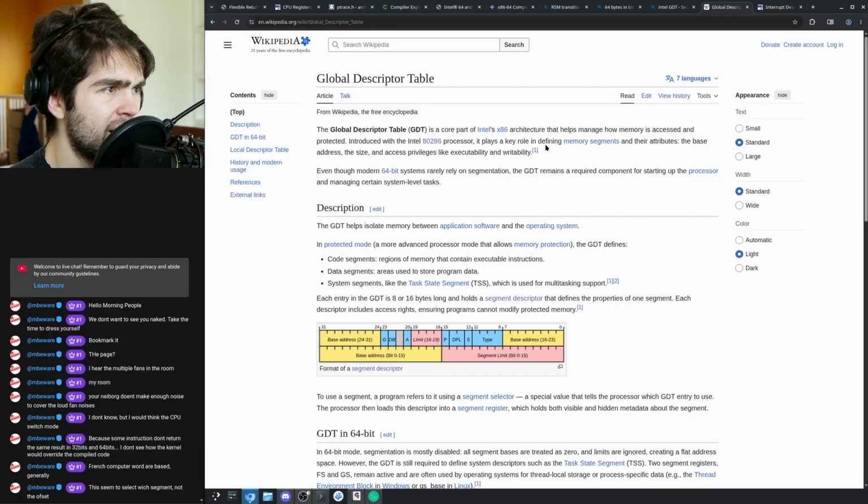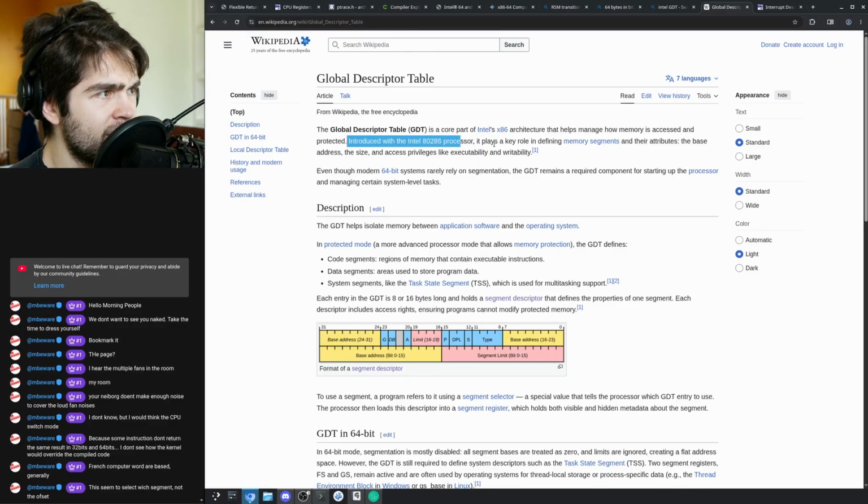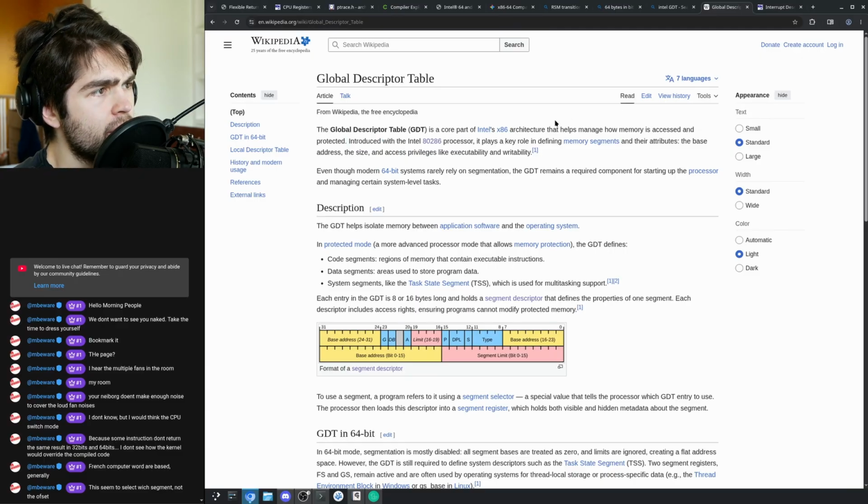It's a core part of Intel x86 architecture that helps manage how memory is accessed and protected. Introduced with the Intel 80286, it plays a role in defining memory segments and their attributes.